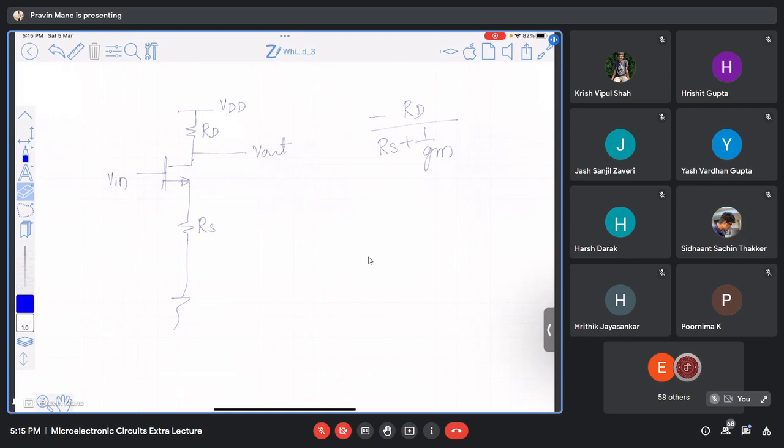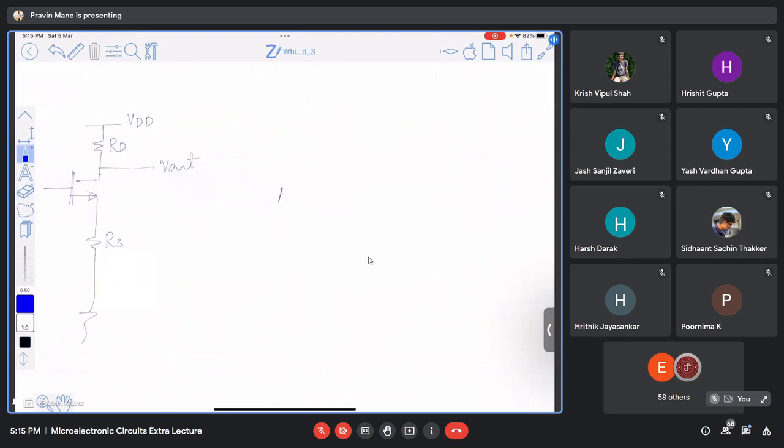Now, if you consider r_o, then the gain equation I will be writing. If you are able to remember it, it's well and good, but you should try it out. Minus g_m r_o R_D upon R_D plus R_S plus r_o plus g_m r_o R_S. This is the gain equation if r_o is taken into account. It looks very lengthy, but this factor you already know: R_S plus r_o plus g_m R_S r_o, right? So this is for this configuration.